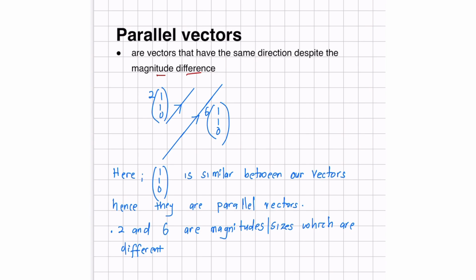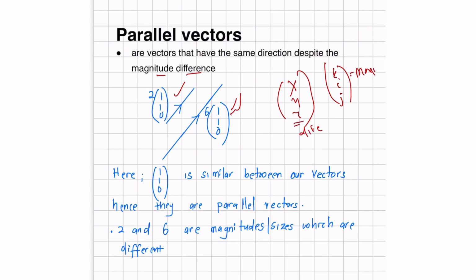This is our vector number 1, and this is our vector number 2. So the fact that 1, 1, and 0, this is our x, y, and z, right? Which we said is our direction. Remember that we said k, i, and j were representing our magnitudes, and x, y, and z are representing our directions.